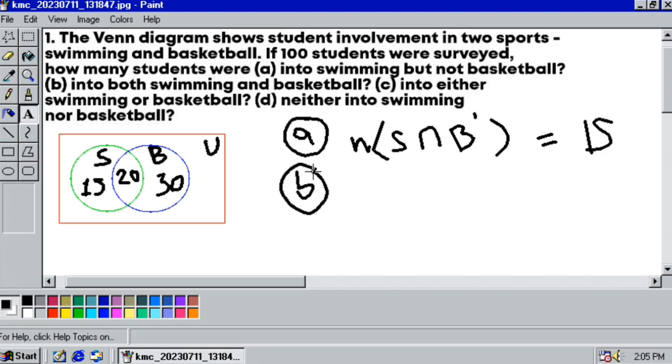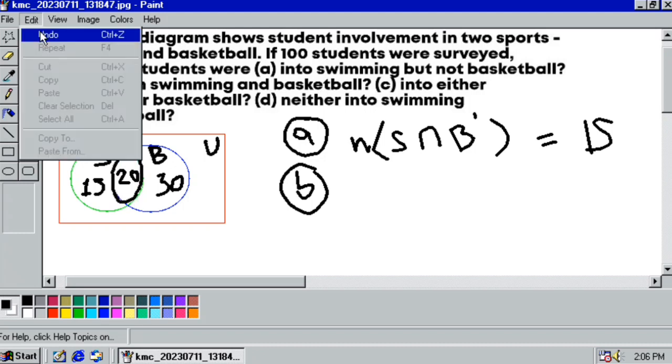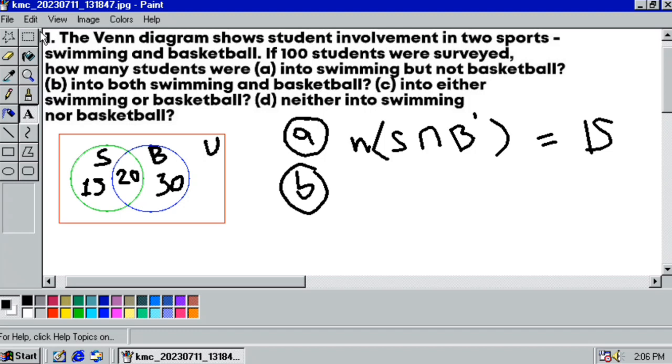Letter B. So how many students were into both swimming and basketball? Both swimming and basketball, that's where the two sets intersect. So this here is the intersection. That's how many students are in swimming and basketball. So there are 20 students that are into swimming and basketball.